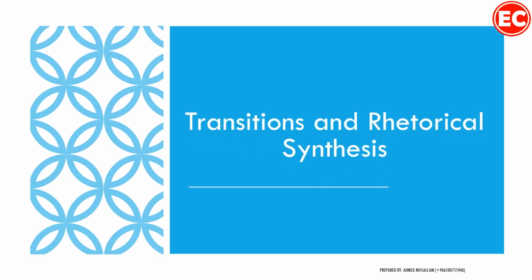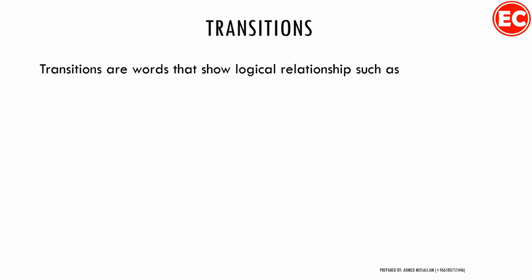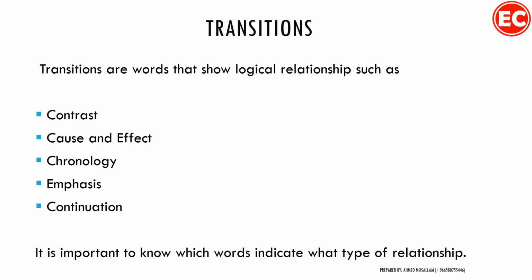Today's lesson is very easy but essential in the SAT test: transitions and rhetorical synthesis. Okay, we'll start with the transitions first. These are the words that show a logical relationship between two sentences, such as contrast, cause and effect, chronology, emphasis, and continuation. For sure, it's important to know which words indicate what type of relationship.